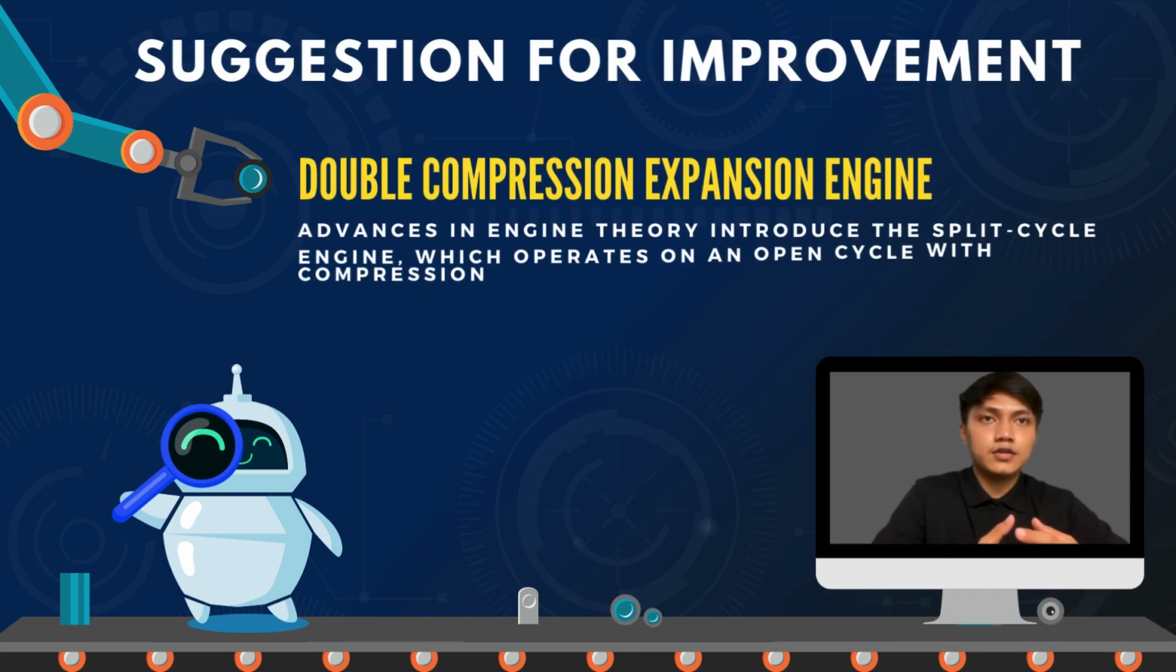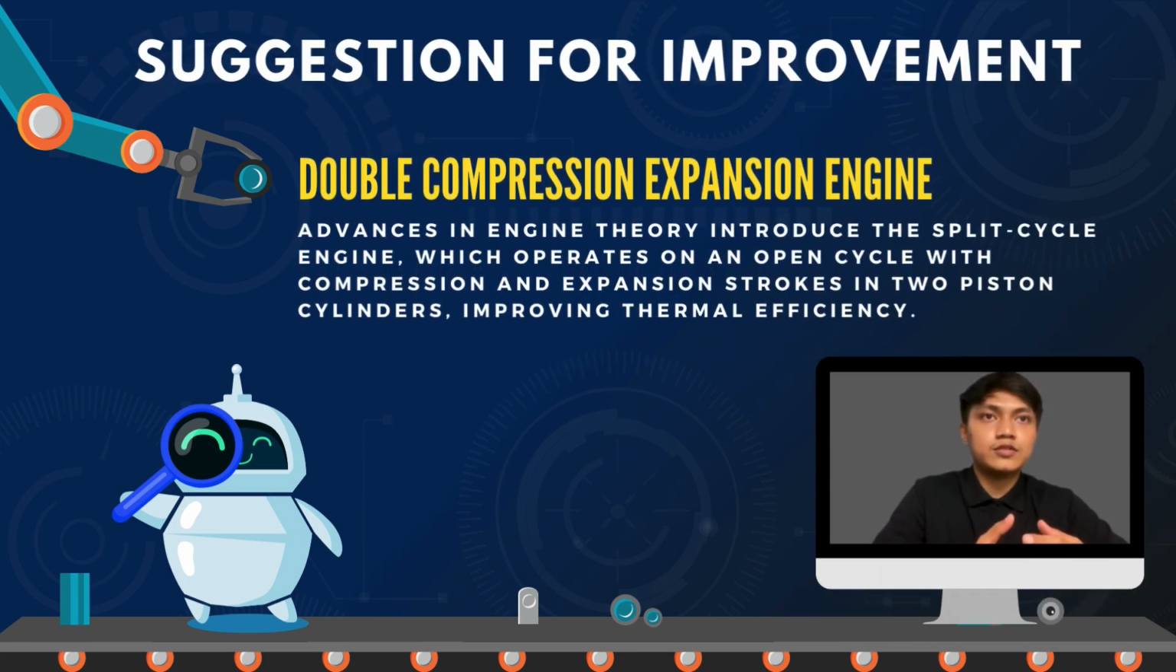The second suggestion is the double compression expansion engine. Advanced in engine theory, the 4-stroke engine configuration stays the same. It introduced the concept of a split cycle engine, which runs on an open cycle and has separate piston cylinders for the compression and expansion stroke. Compared to a standard engine, this approach has the most potential to enhance thermal efficiency.